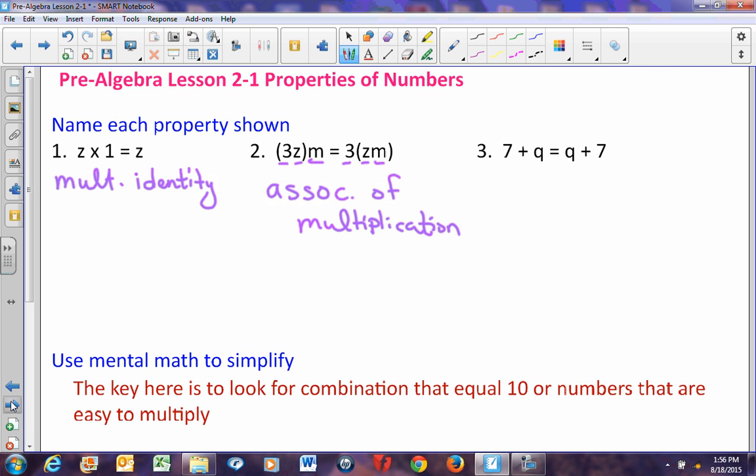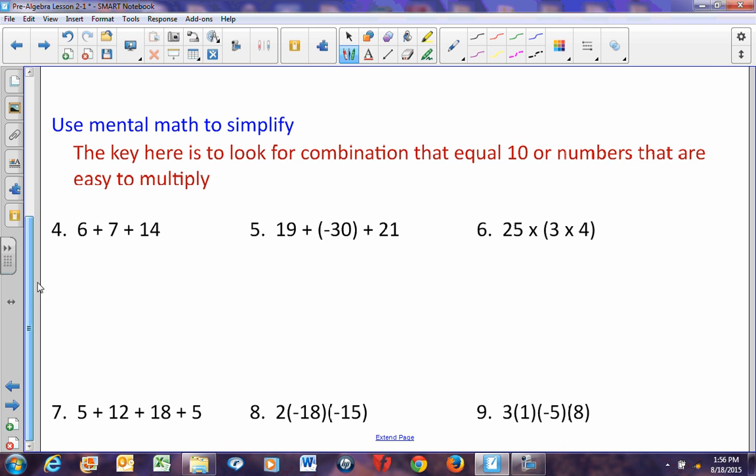Number 3, 7 plus q equals q plus 7. Notice the order changed. 7 came first on the left-hand side, but q comes first on the right-hand side. When we change the order, that's the commutative property. So there we have being able to identify our properties. Now we can use these properties to simplify things. The key here is to look for combinations of things that are easy to add and multiply. Combinations of 10 or 5 or 0, something that makes it easy to multiply or easy to add.